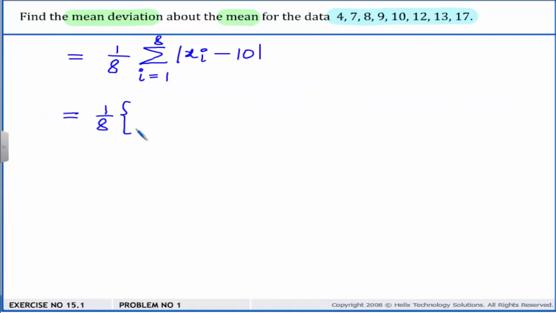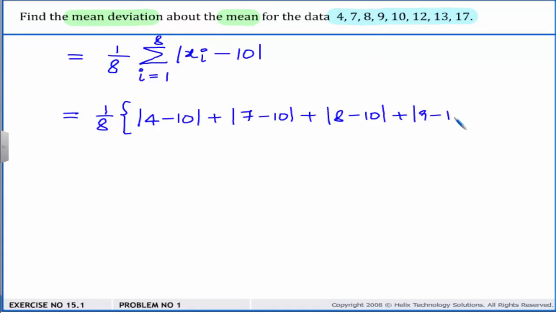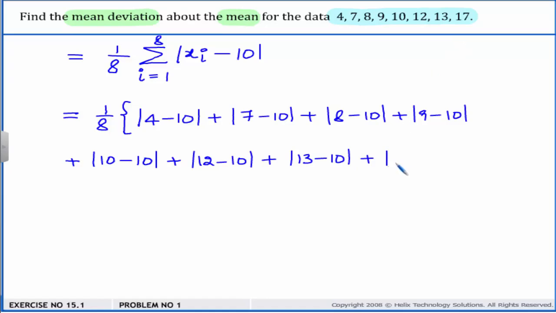So this is equal to 1 by 8 into modulus of x1, which is given to be 4. So this will be 4 minus 10 plus x2 is 7, so 7 minus 10, plus modulus 8 minus 10 plus modulus of 9 minus 10 plus modulus of 10 minus 10 plus modulus of 12 minus 10 plus modulus of 13 minus 10, and modulus of 17 minus 10.